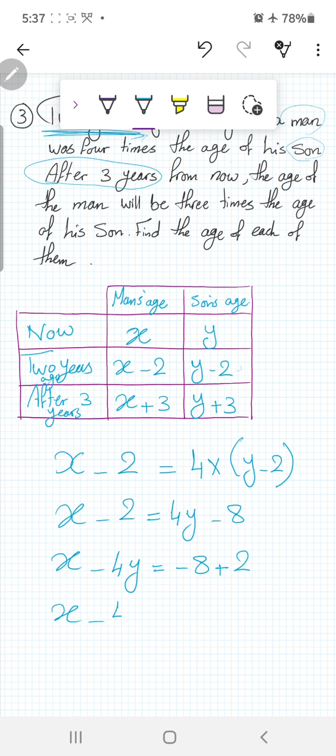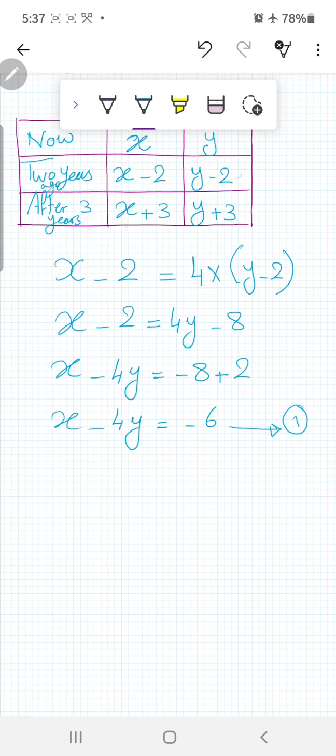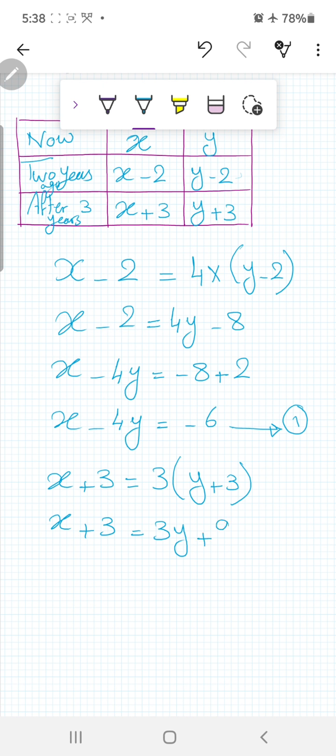So x minus 4y equals negative 6, which is equation number 1. Okay. After 3 years, the age of a man will be 3 times the age of his son. The age of a man, which is x plus 3, equals 3 times the age of his son, which is y plus 3. Simplify: x plus 3 equals 3 times y plus 3 times 3, which is 3y plus 9.